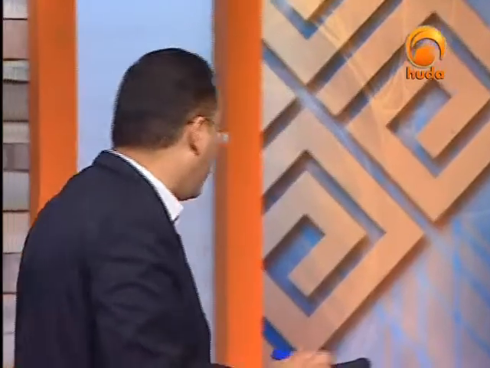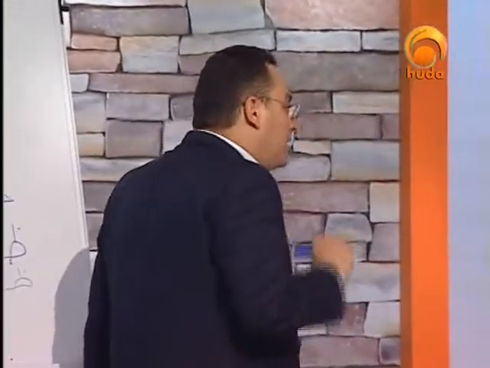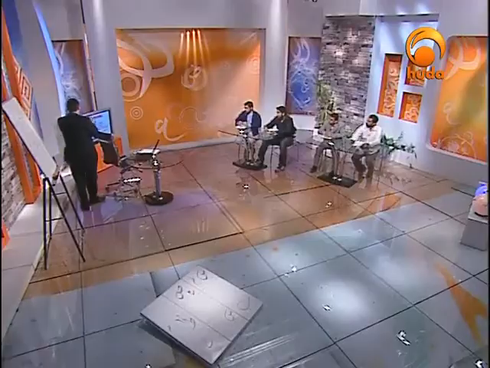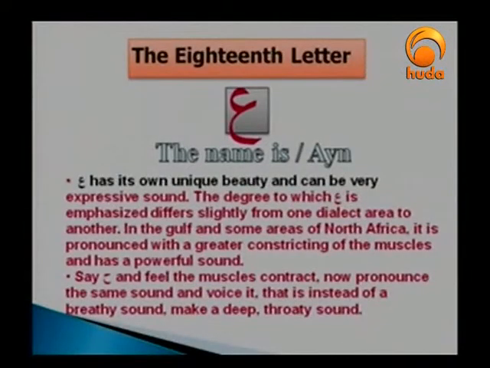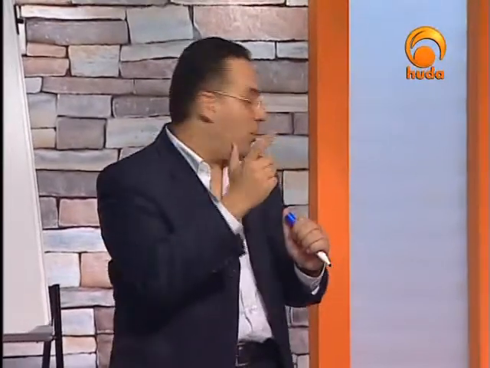Let me just tell you why. The degree to which ayn is emphasized differs slightly from one dialect area to another. In the Gulf and some areas of North Africa, it's pronounced with a greater constricting of the muscles and has a powerful sound. Can you see that? Say ha. Just remember ha. Say ha and feel the muscles contract. There's a kind of contracting of the muscles.